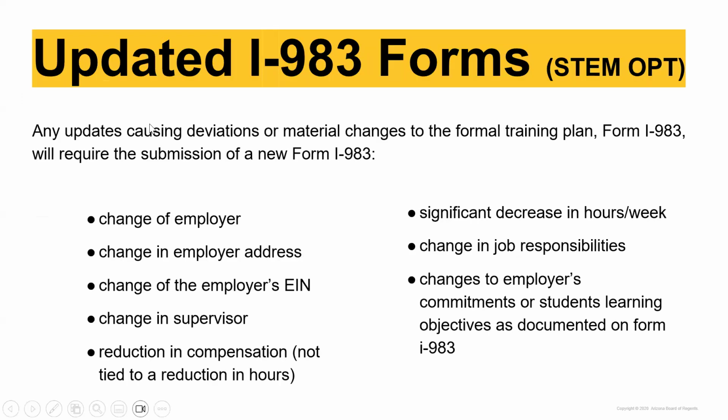Now, as part of that process, any updates that are going to cause deviations or material changes to that formal training plan, which is what your I-983 is. It is a formal training plan that you and your employer agree to train you as part of your major. You're a student in training from the perspective of the OPT here. So you're going to require a new submission of the form I-983.